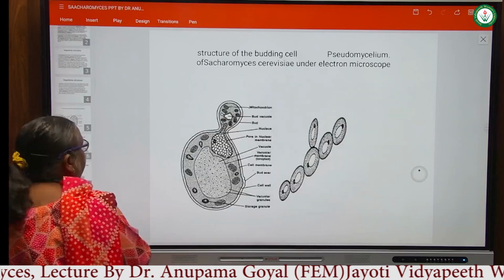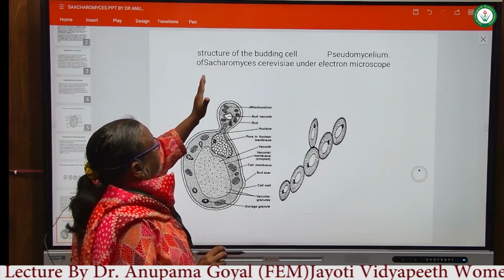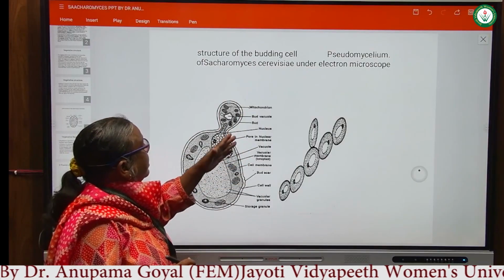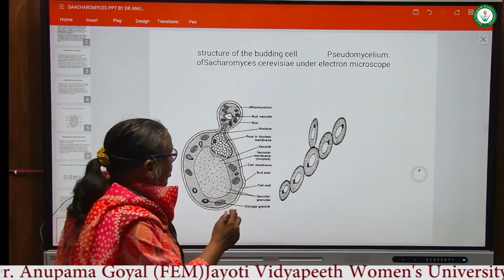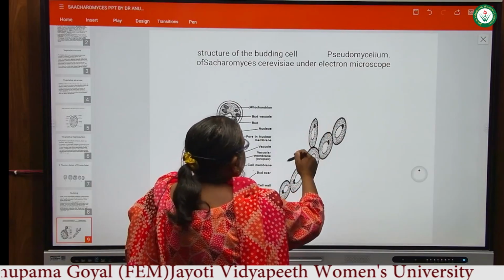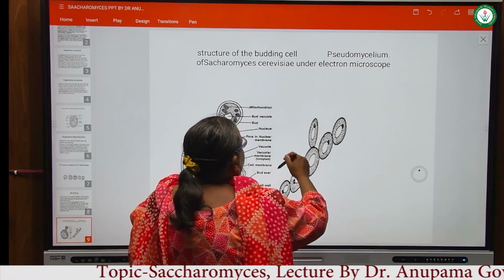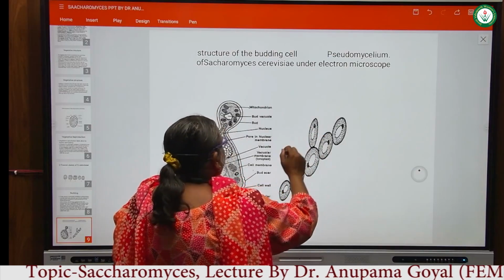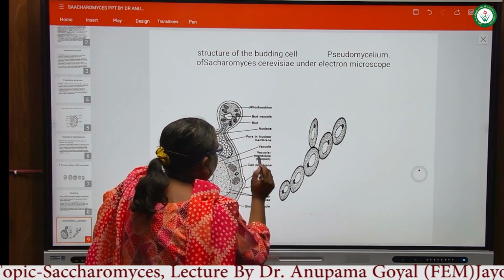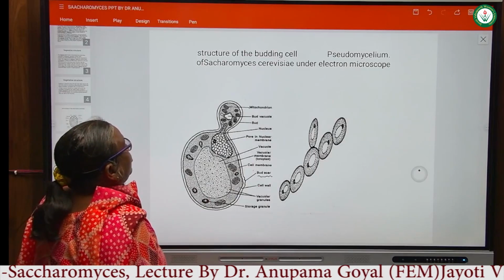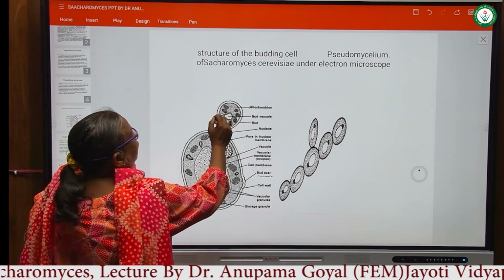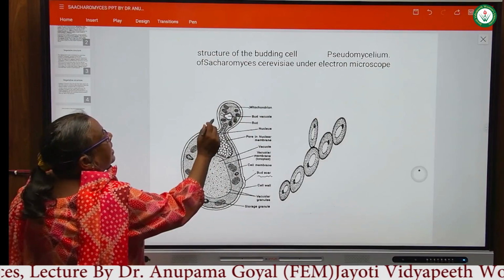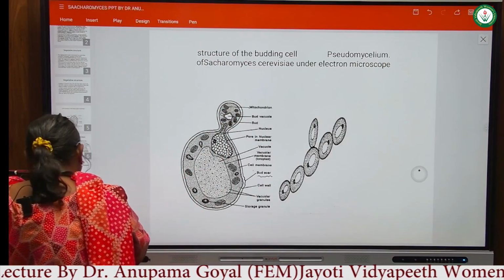Now you see, this is the diagram. The Saccharomyces cell is undergoing the process of budding. You can see here, these are the buds. The Saccharomyces is reproducing by the formation of buds, and here you can see the bud scar is also here, and this bud is formed at the top. So this is the mother cell and this is the daughter cell.